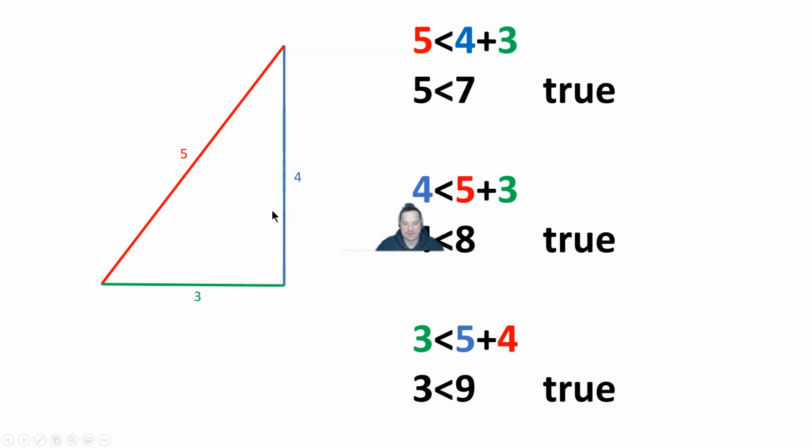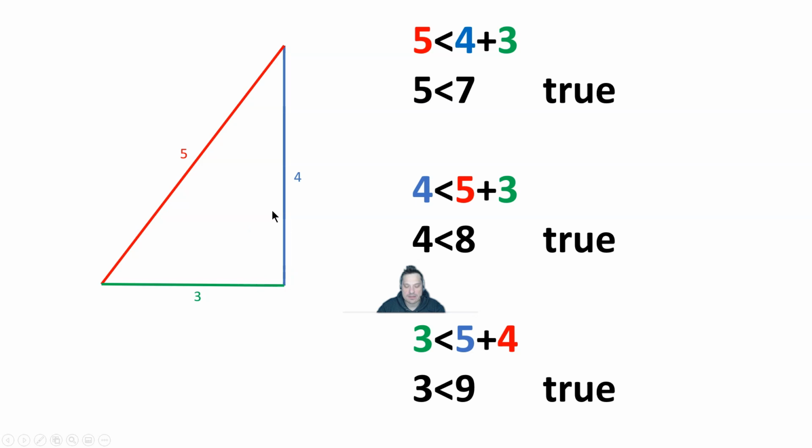Take a look at the next piece. Is 4 less than 5 plus 3? Well, yeah, because 4 is less than 8, because 5 plus 3 is 8. What is that telling us? It's telling us that the blue side is smaller in length than the sum given by adding up the red side and the green side. And you can tell that, I think, intuitively just by looking at the shape. If you were to measure the blue side, for example, with a ruler, you would see that it's clearly less than the sum of the green and the red sides.